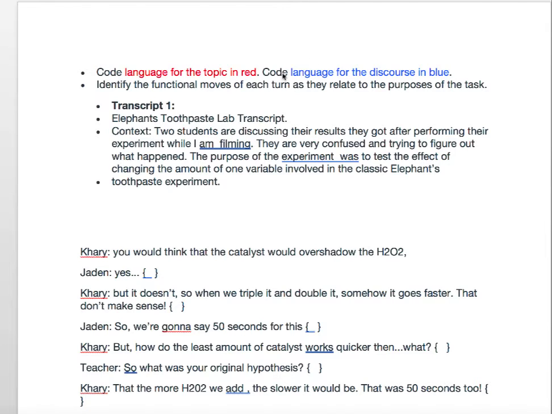Here, this might be a phrase to help you guys talk out a problem, or you might help a learner clarify what they're trying to say by modeling the response to a partner, and all of that involves language for the discourse.